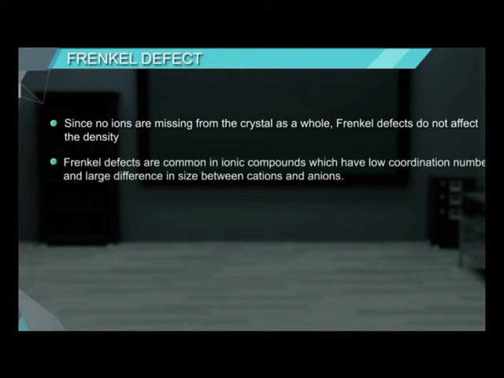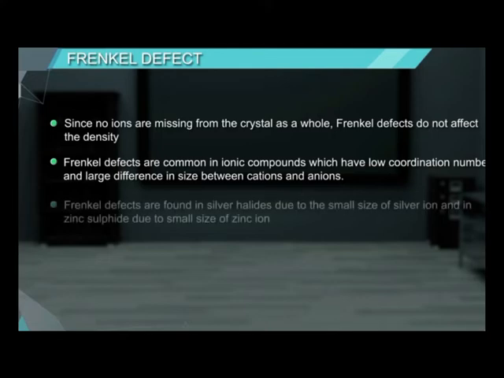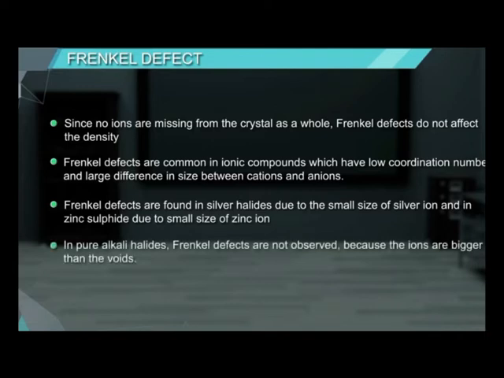Frenkel defects are common in ionic compounds which have low coordination number and a large difference in size between cations and anions. Frenkel defects are found in silver halides due to the small size of silver ion, and in zinc sulfide due to the small size of zinc ion. In pure alkali halides, Frenkel defects are not observed because the ions are bigger than the voids.